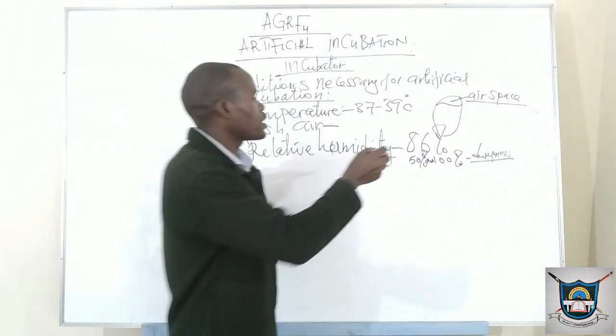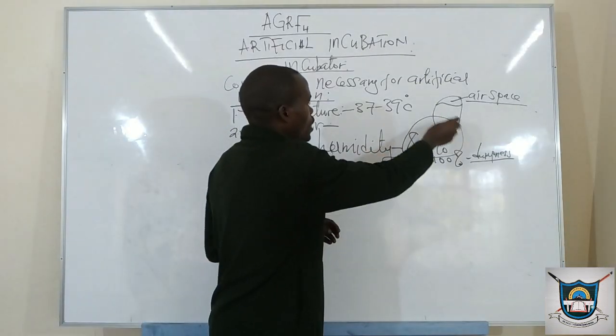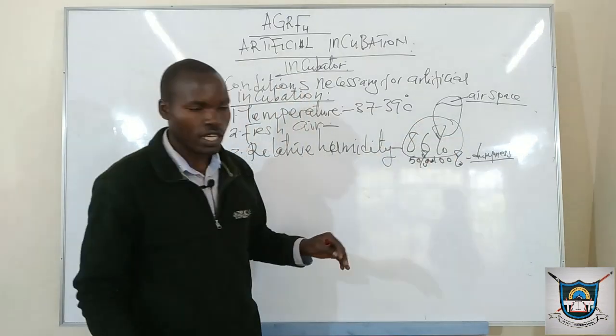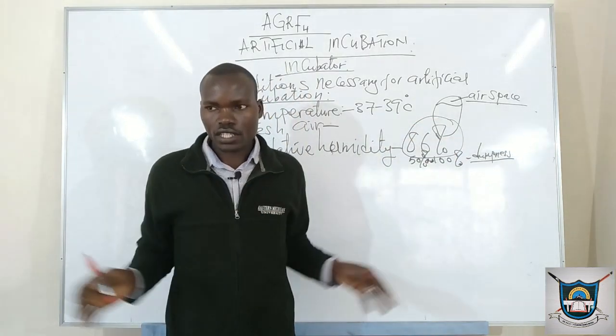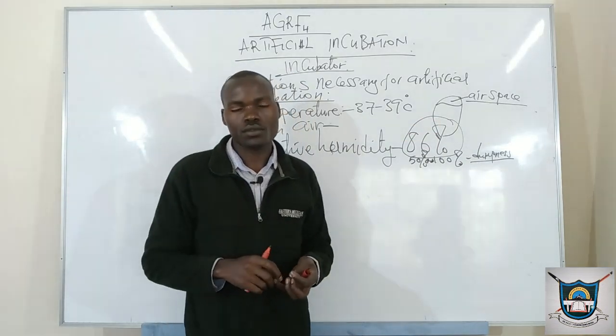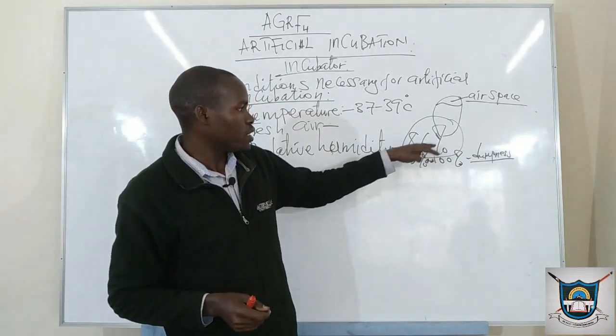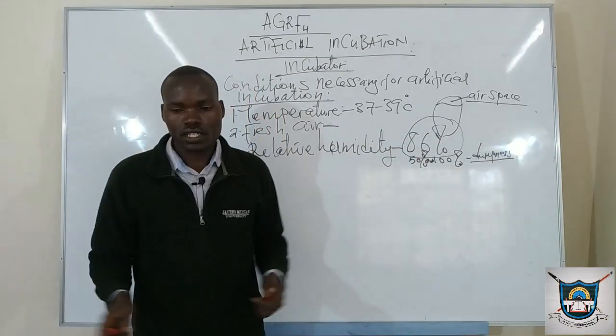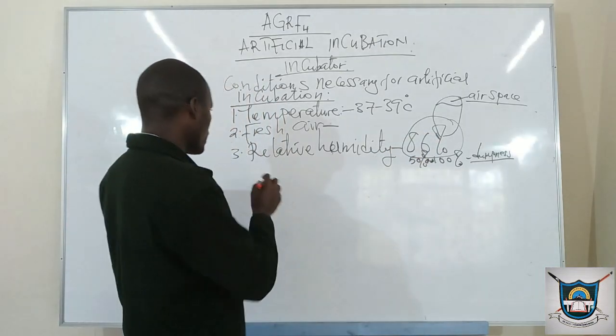Therefore, we should maintain our relative humidity at 86% so that we can have a conducive atmosphere, so that the amount of water, or the moisture requirement within the incubator, can be maintained at the expected level. The other thing is egg turning.